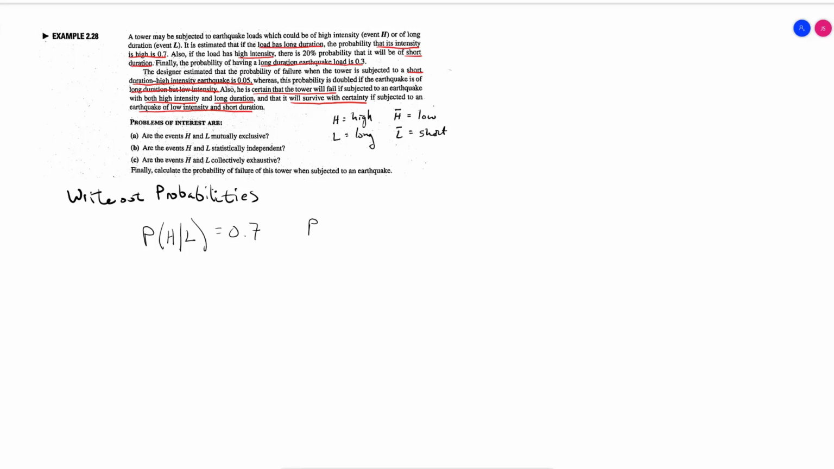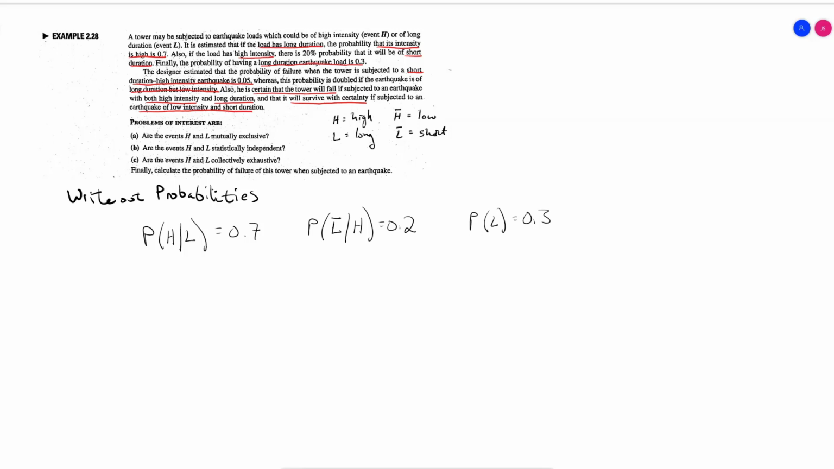So that's going to be the probability that we have a short duration. So that's going to be L complement given high intensity. And then the probability of a long duration earthquake is 0.3. So probability of L is 0.3. And then we've got some other stuff here. Okay, so let's keep going.